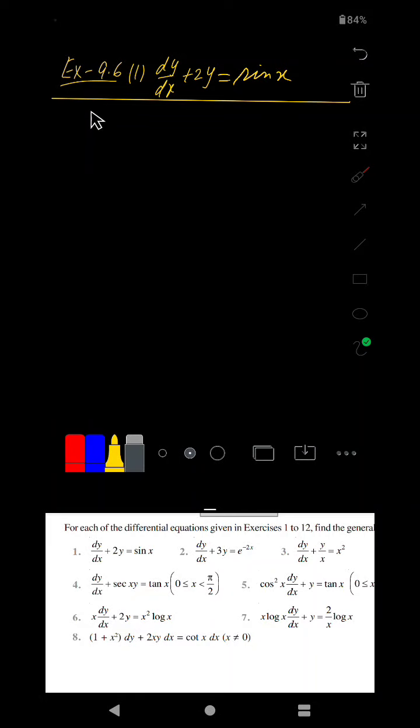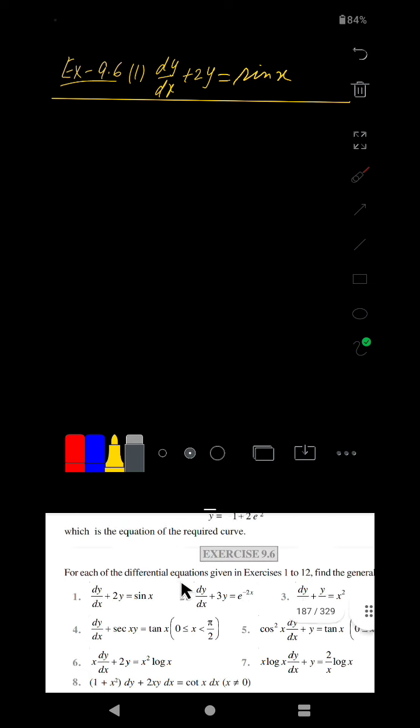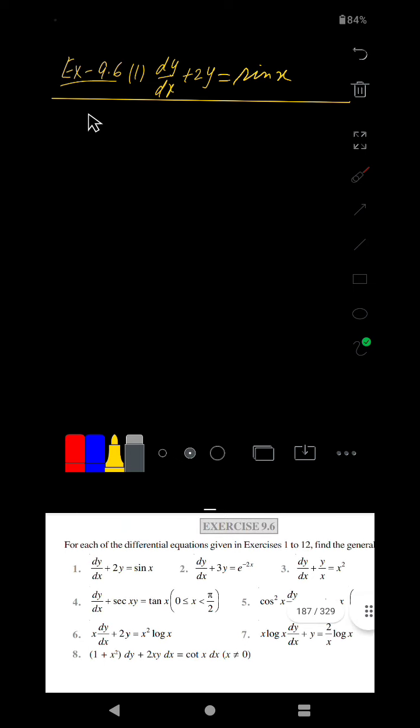I have created a dedicated video for explaining linear differential equation and how to solve it. So I'm not going to explain the definition of linear differential equation in this video. Rather, I'm going to solve each and every question of exercise 9.6 NCERT over here. If you want to see the details of linear differential equation and its algorithm, please refer to the playlist for class 12th maths on my channel.